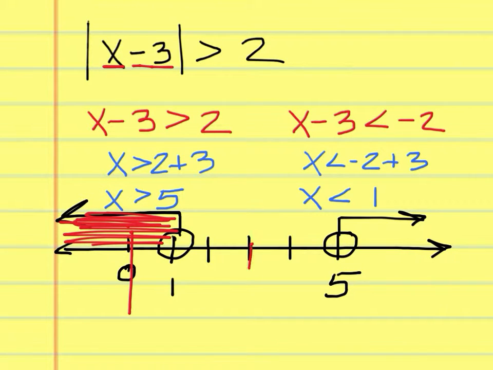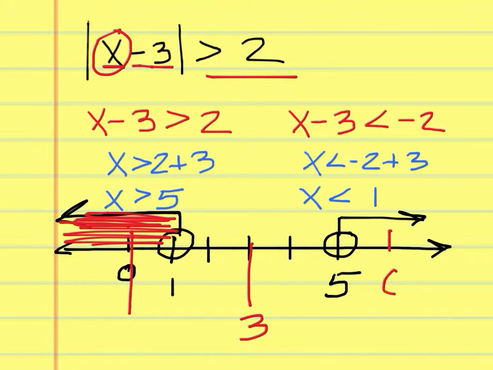Over here, let's choose 3 and put it in. If I put a 3 in for x and then subtract 3, I get a 0. The absolute value of 0 is 0. Is 0 greater than 2? No. So let's go over to the other area.